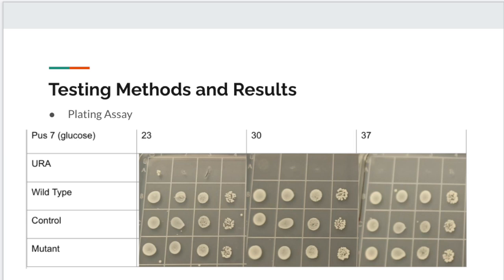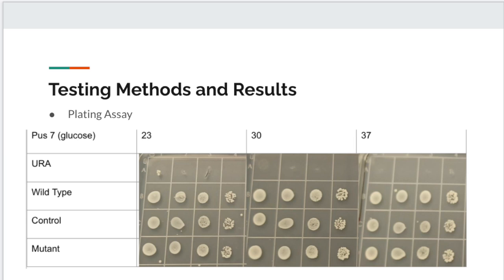But we put it on these gels where I just plated it right on top, which are these little droplets, and I put them into 23 degrees, 30 degrees, and 37 degrees. And PUS7 really likes the 30 degrees. It's really happy there. And 23 is a bit too cold, and then 37 is a bit too hot.